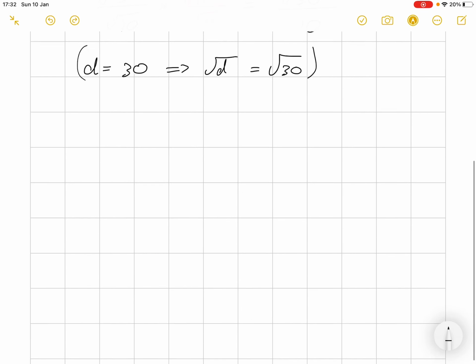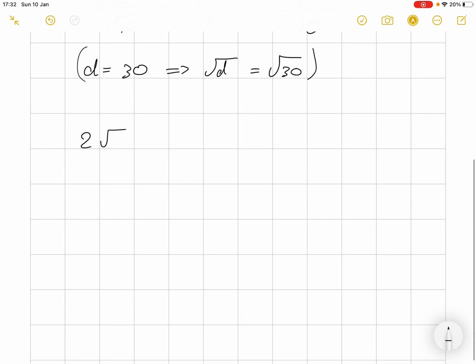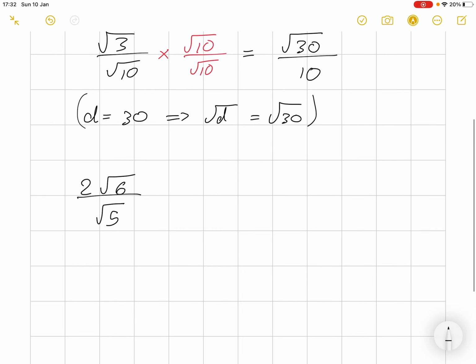Well, 2 root 6 divided by root 5. We need to get this in the form something divided by 10. How can we ensure that in the denominator we will be dividing by 10?